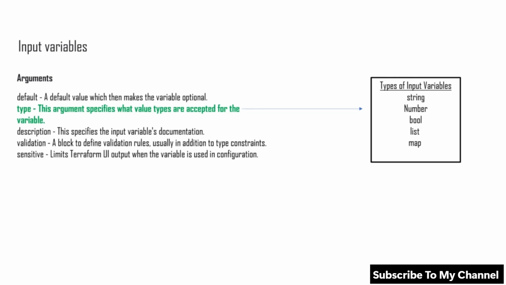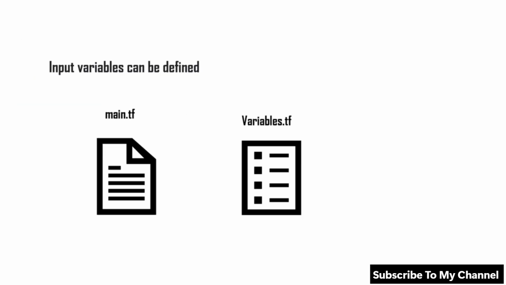You can also set a description about that variable, which again is optional. You can also set validation for the values of that particular variable. And you can also have a sensitive argument in your input variable. You can use this if you do not want to display the value of that particular variable in the output field or in the output block. Now inputs can be defined either in your main.tf or your variables.tf.